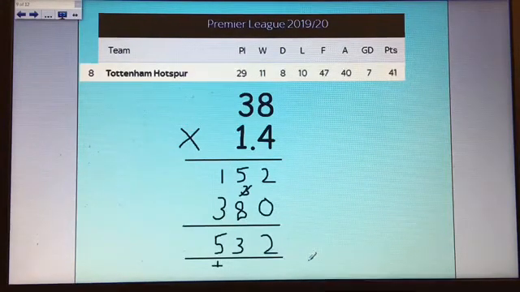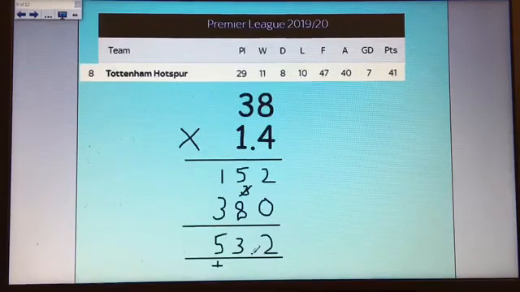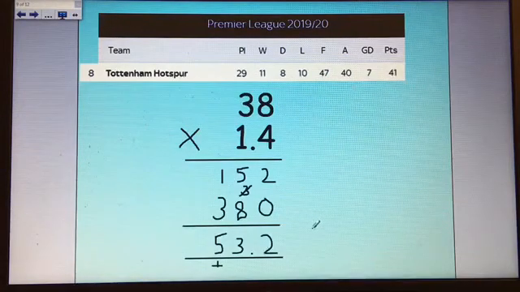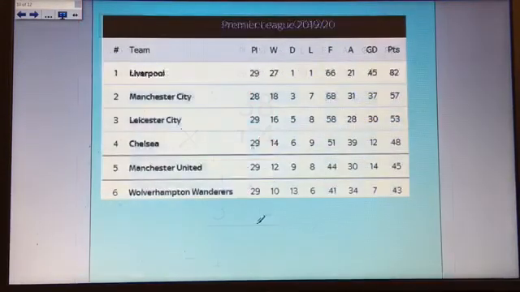But no, they wouldn't. I hope you've just spotted my mistake there, because I've forgotten to do my decimal point. Don't forget to do that. So you can see there's one number after the decimal point, so I count one number back, and I'm going to put my decimal point there. So if they carried on as they've been going, they would score 53.2 points by the end of the season.